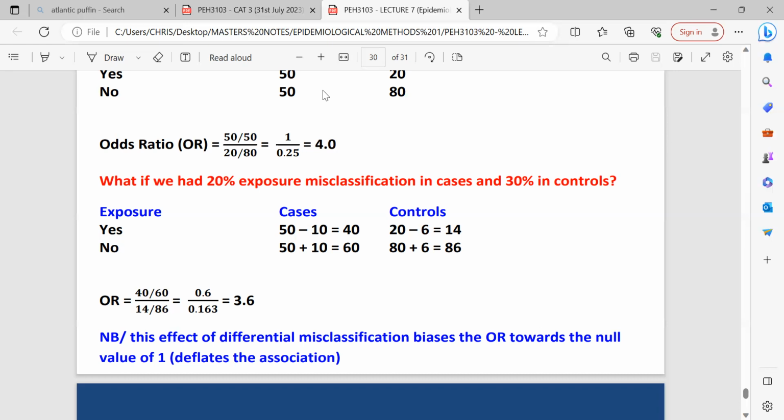Chris, I tend to contribute. While I'm looking at the screen where you are, I can see exposure, cases, controls, and where we have 50, we subtract 10, we get 40. And where we have 50, we subtract 10, and on the other side, we add 10, right? Even for controls, we subtract 6, and on the other side, we add 6. So I don't think it is in any way different from our case.